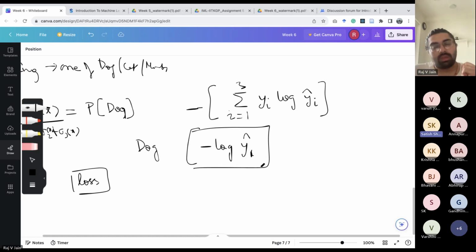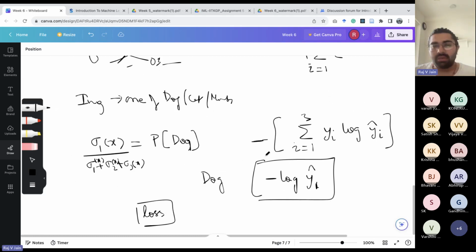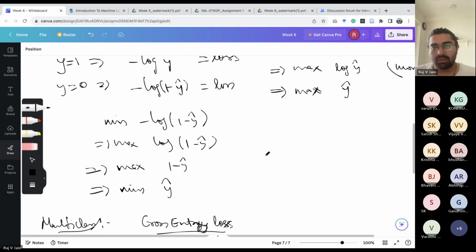Loss or error function, that's what we call loss here. Both are the same. You can call it error function or loss function; both are valid terms to be used interchangeably. Not a problem. Is that clear?